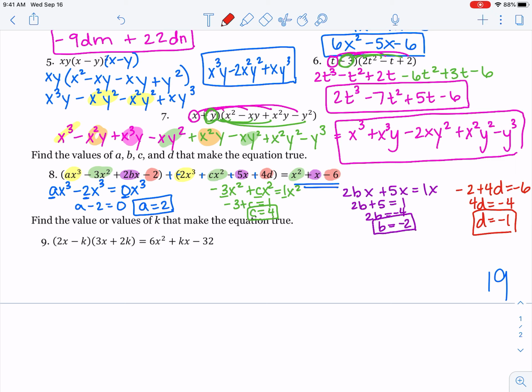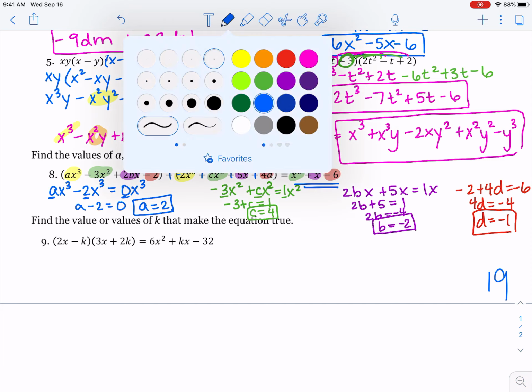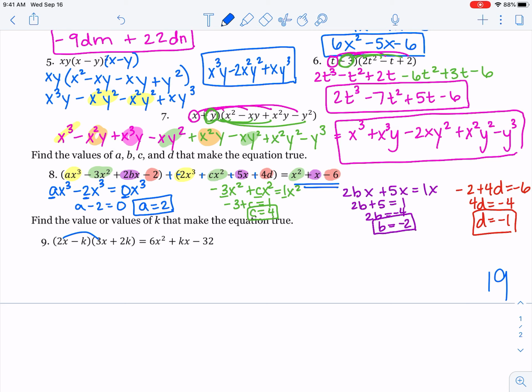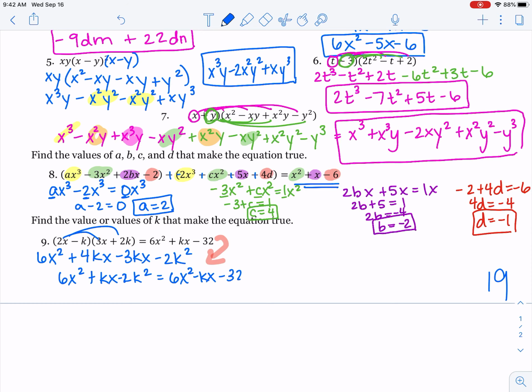Then we're going to go through and solve for a constant again, but in example number 9, you'll notice that it's multiplying. So the first thing I'm going to do is FOIL. Oops, 2 times 2 is 4. Then I'm just going to combine like terms to simplify that FOILed piece. And I have to remember that that has to equal the 6x squared minus kx minus 32.